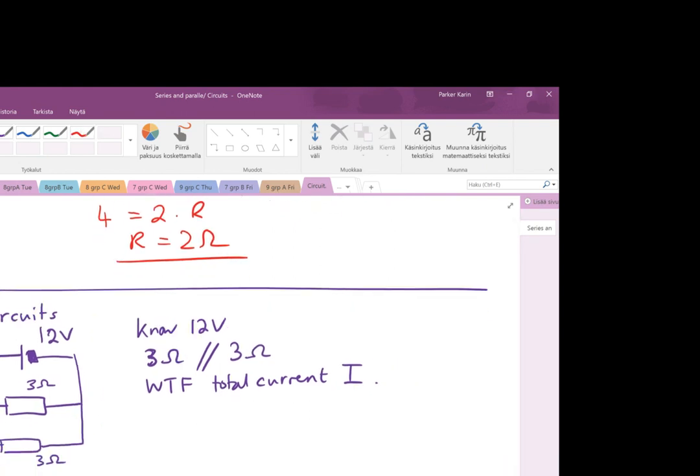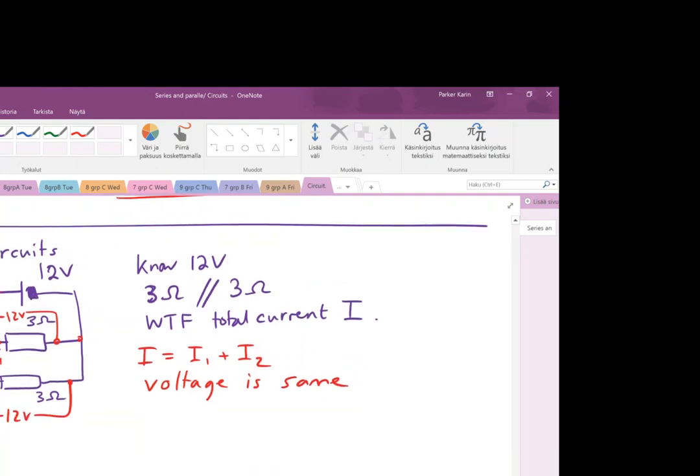Well, our current is going to go to this branch. Some of it's going to go at the top, some of it's going to go at the bottom. I1 goes to the top, I2 goes to the bottom. That's one of our rules for parallel circuits. The current splits and reforms. Second rule is that the voltage is the same. So our voltage is 12 volts here, 12 volts there, because it's 12 volts from here to here, from here to here as well. Okay, so the voltage is the same.